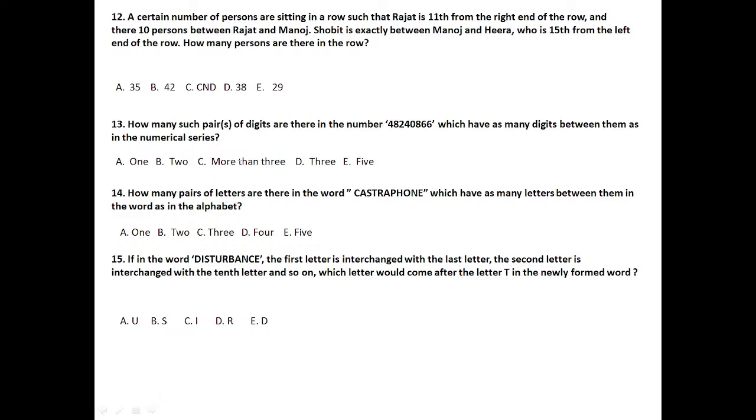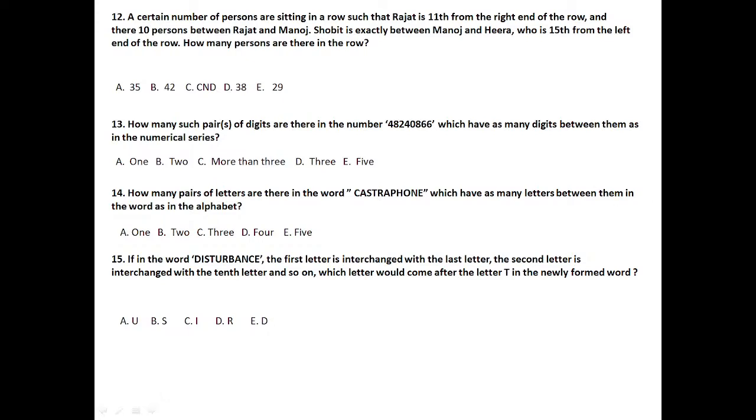See, question number 12 here. A certain number of persons are sitting in a row such that Rajat is 11th from the right end of the row, and there are 10 persons between Rajat and Manoj. Shobit is exactly between Manoj and Hira, who is 15th from the left end of the row. How many persons are there in a row? We have to find out, right?